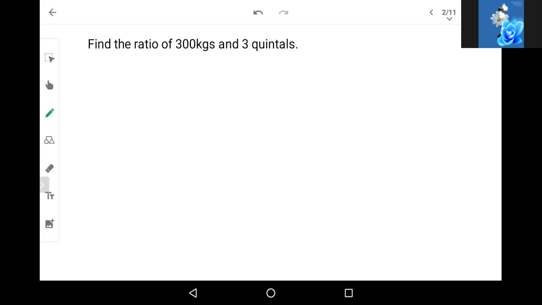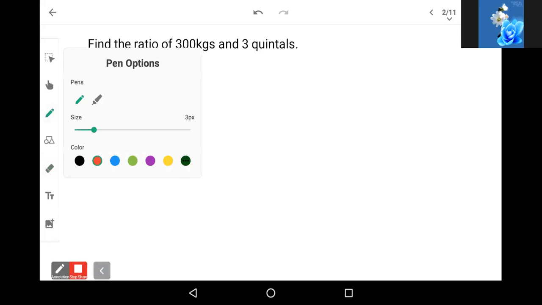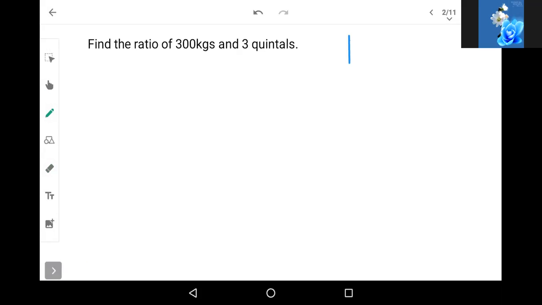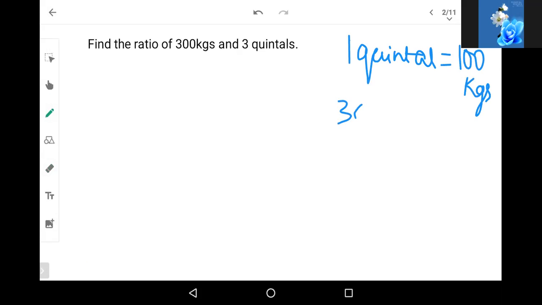So 1 quintal is equal to 100 kgs. So 3 quintals is equal to 3 into 100, so 300 kgs. Now we have converted the quintals to kgs. Now let us find the ratio.